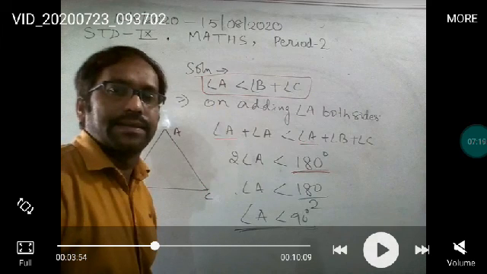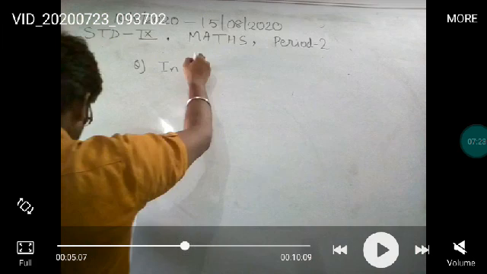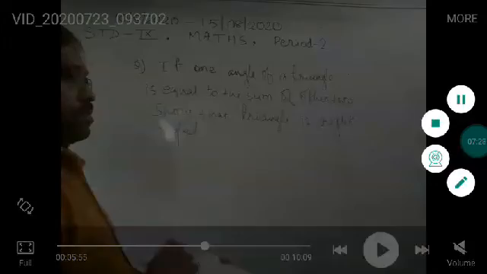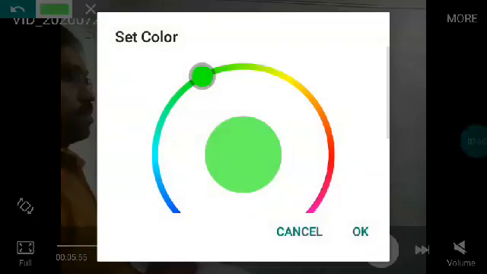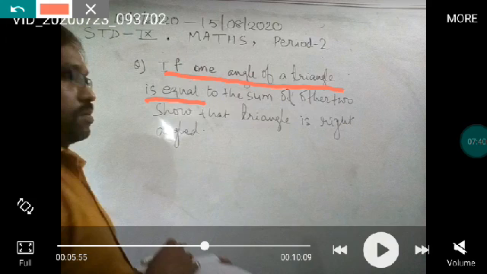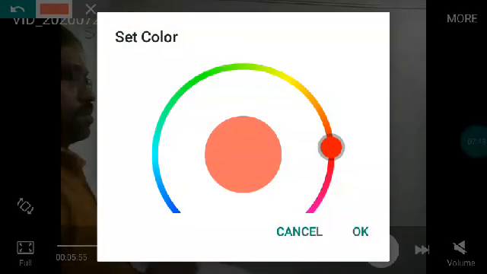Okay, now some more questions we have to discuss here. Let us see one more question I have written here for you. In this question it is saying that if one angle of a triangle is equal, in the previous question it was less, now it is equal to the sum of the other two, then that triangle is a right angle triangle.